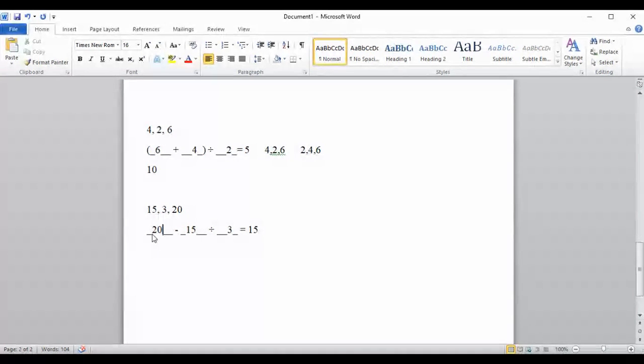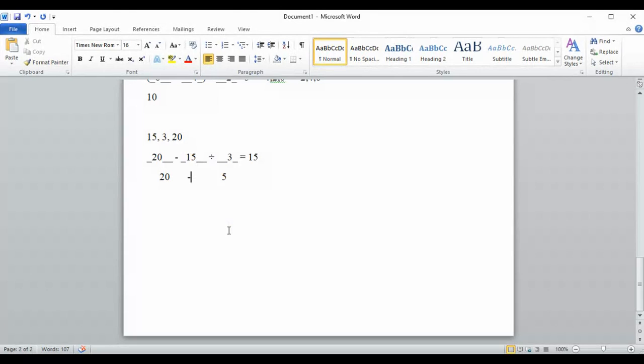Now, according to order of operations, I have to do this part first. 15 divided by 3 is 5. And then I will put the 20 here and the subtraction sign there. 20 divided by 5. Hooray, it equals 15. So I am finished. This is the order that the numbers should go in.